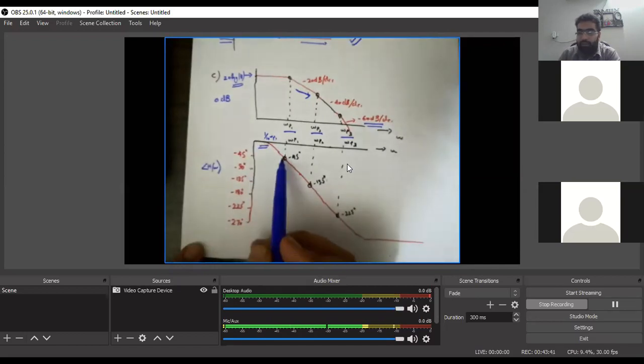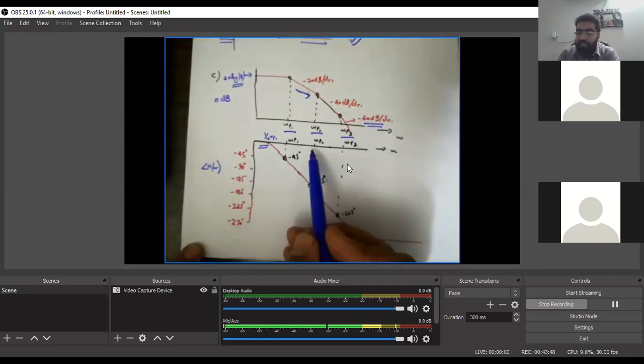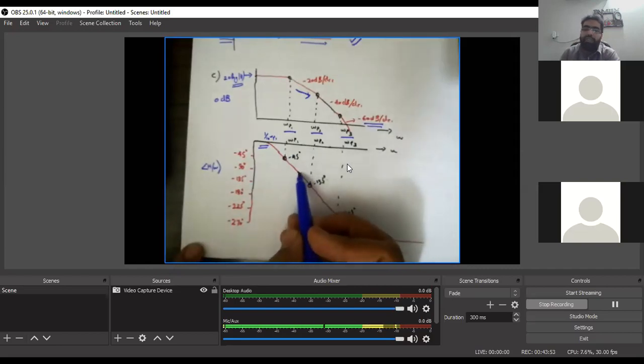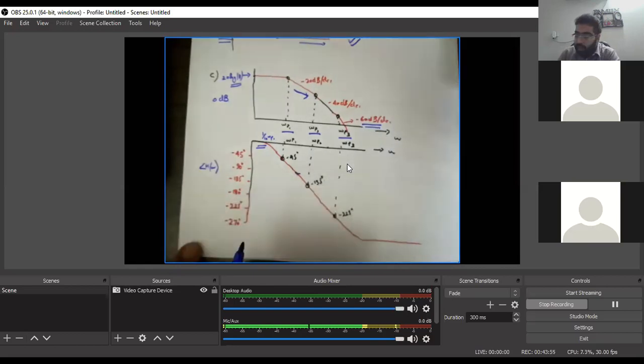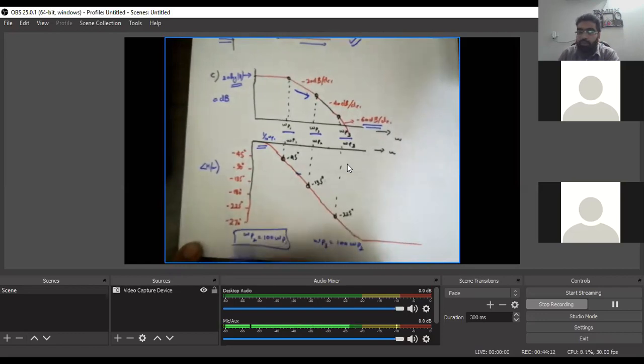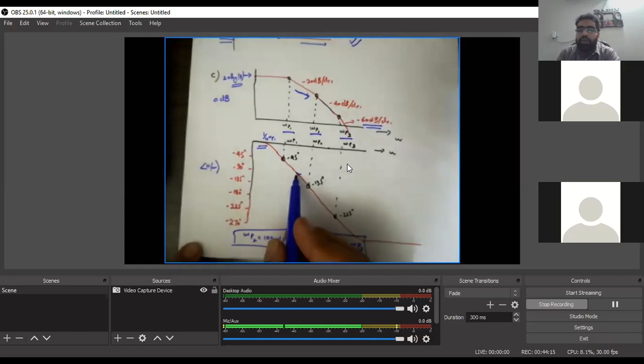At omega p1, we are going to reach a phase of minus 45 degree, then we will reach minus 90 degree, and after minus 90 degree, it can flatten if there is more separation between omega p1 and omega p2. But if we assume the same scenario which we were assuming before, that omega p2 is equal to 100 times omega p1, and omega p3 is equal to 100 times omega p2, then we'll continue from this point.